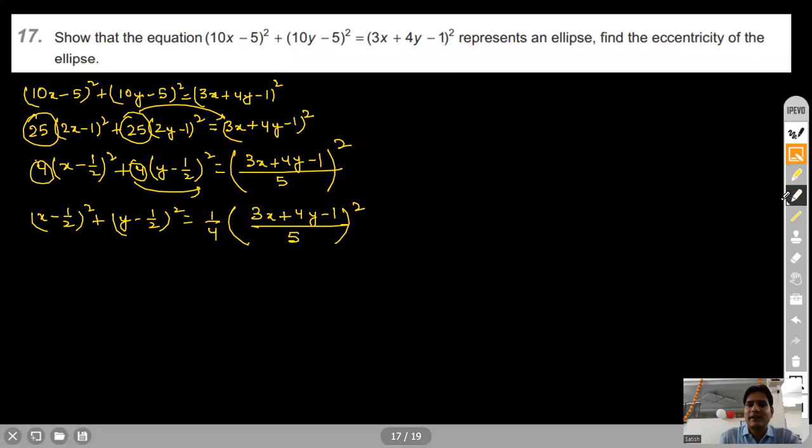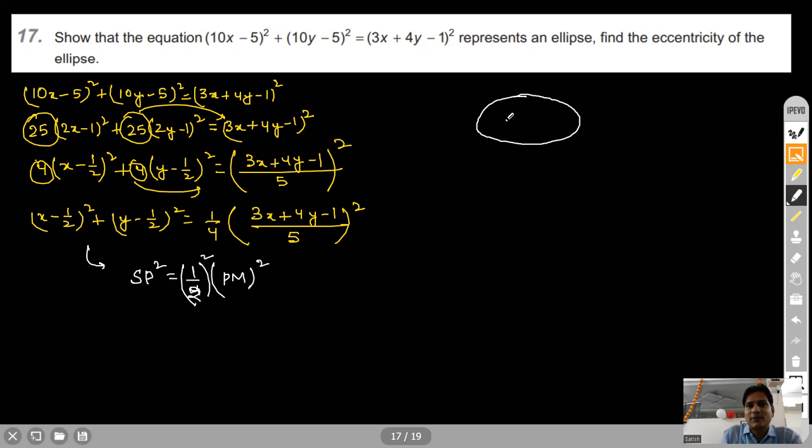So this we can interpret as SP, where S is the point. So this will be SP squared is equal to 1 by 4 into PM squared. So basically, you can write it this way also, (1 by 2) whole squared. What I mean to say, there is one point.